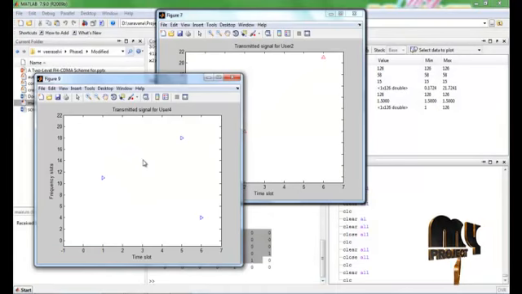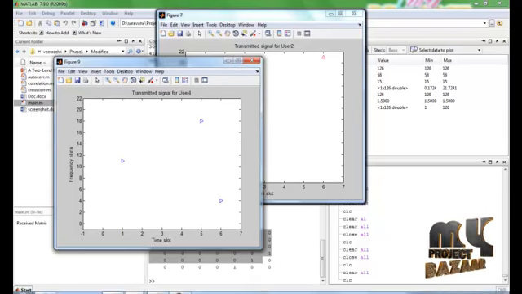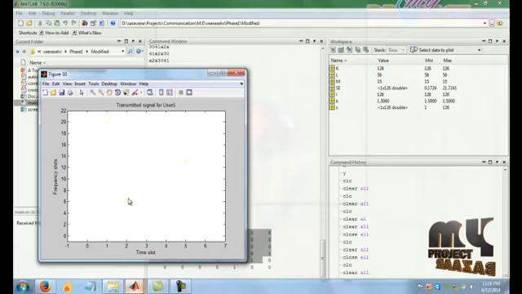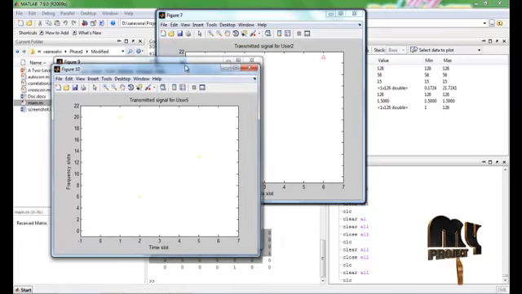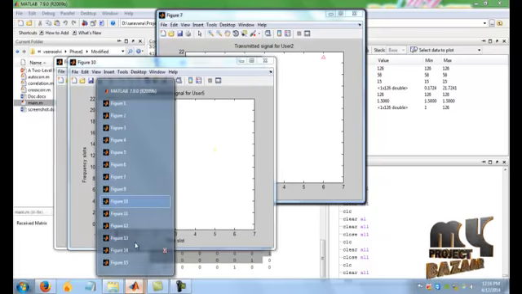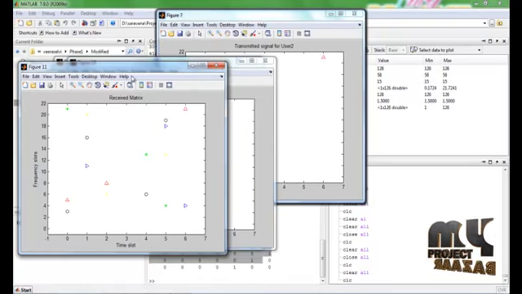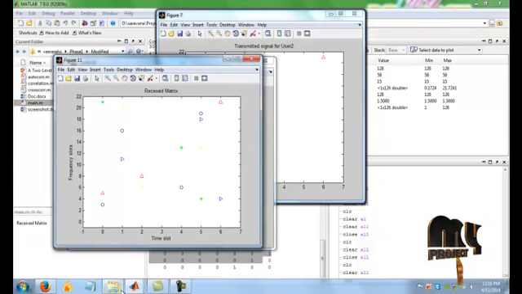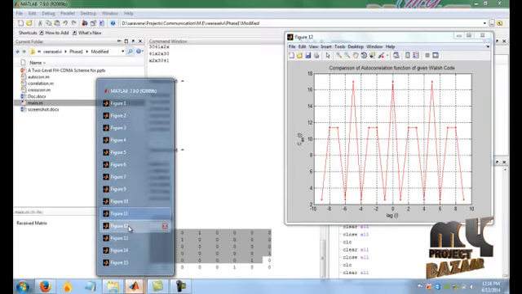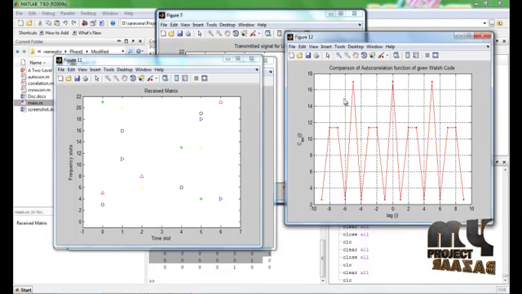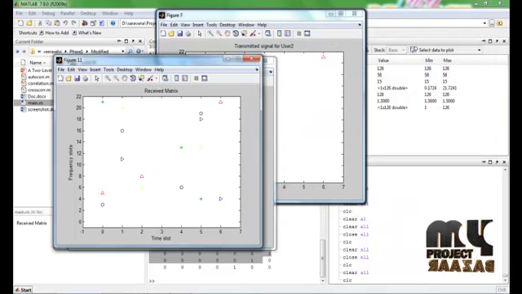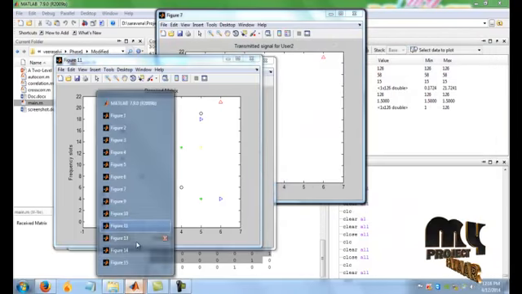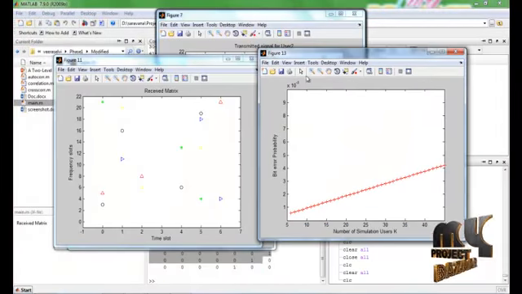Figure 9 shows the transmitted signal for user 4, and figure 10 shows the transmitted signal for user 5. Figure 11 shows the received matrix for all users, and then figure 12 shows the autocorrelation function value. Here the bit error probability is displayed for the number of simultaneous users.